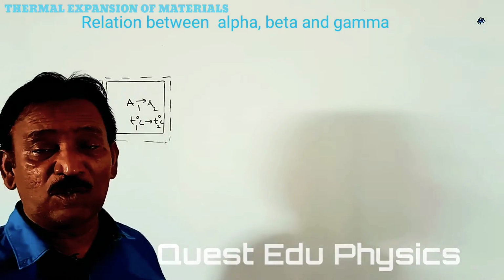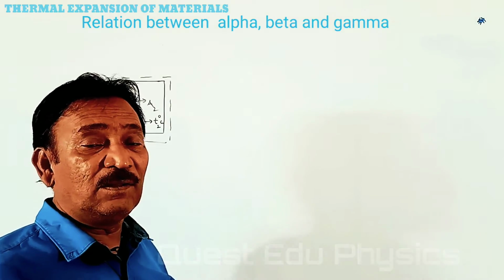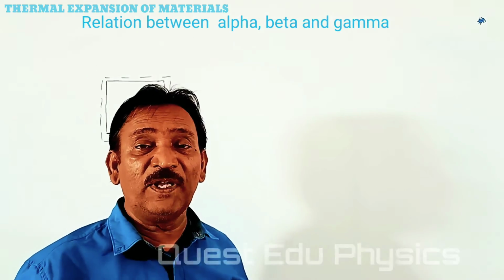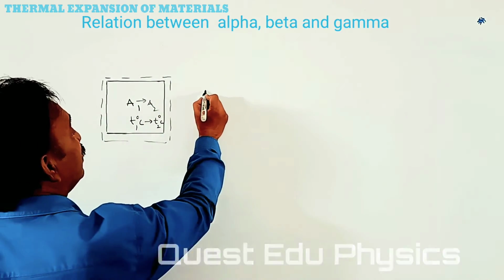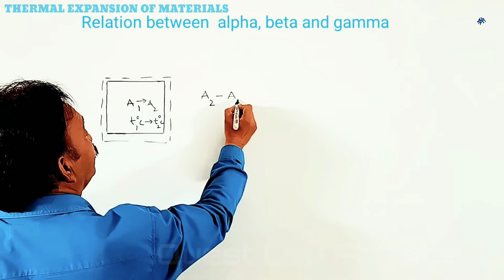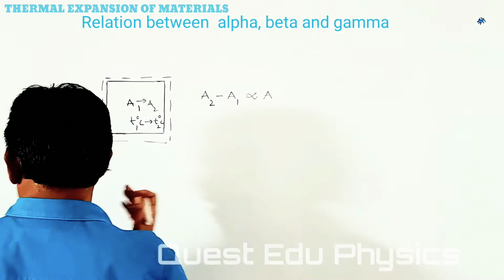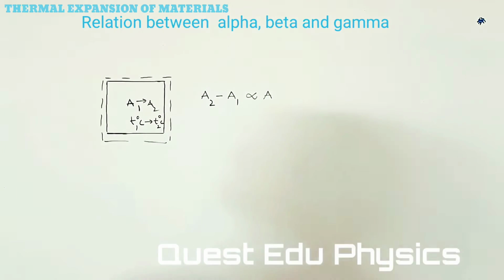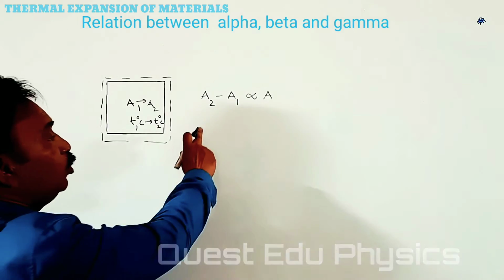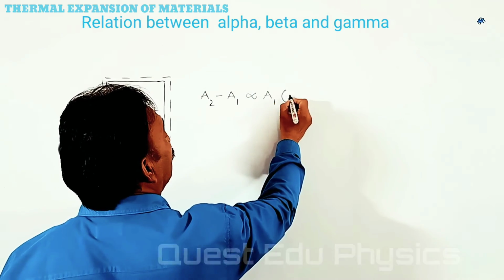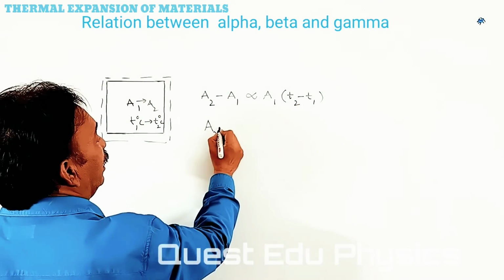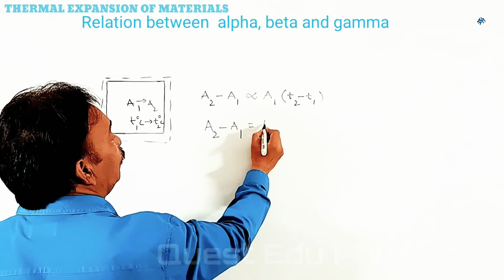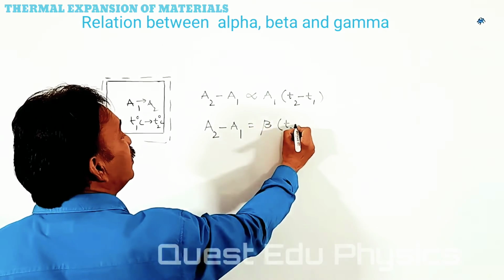Okay, students. The area expansion depends upon two factors, students. One is the initial area of the metal plate, as well as the temperature difference. Then we can write it as A2 minus A1 is proportional to A1 into T2 minus T1, students. Or we can write it as A2 minus A1 is equal to beta into T2 minus T1, students.